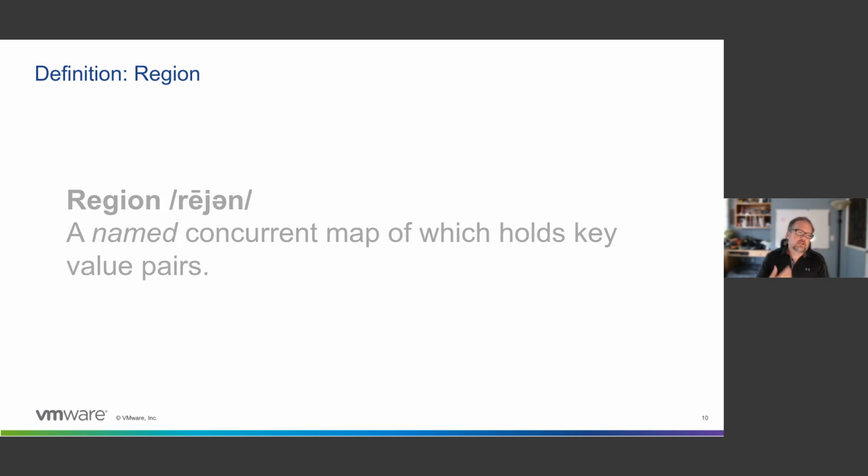I'm going to talk a little bit about how GemFire works, right? And I'm going to use a word called a region. What a region is, it's just a concurrent map which holds keys and values. So when you think about that, it's our main storage concept. You could actually just say GemFire is a key value store at the end of the day.